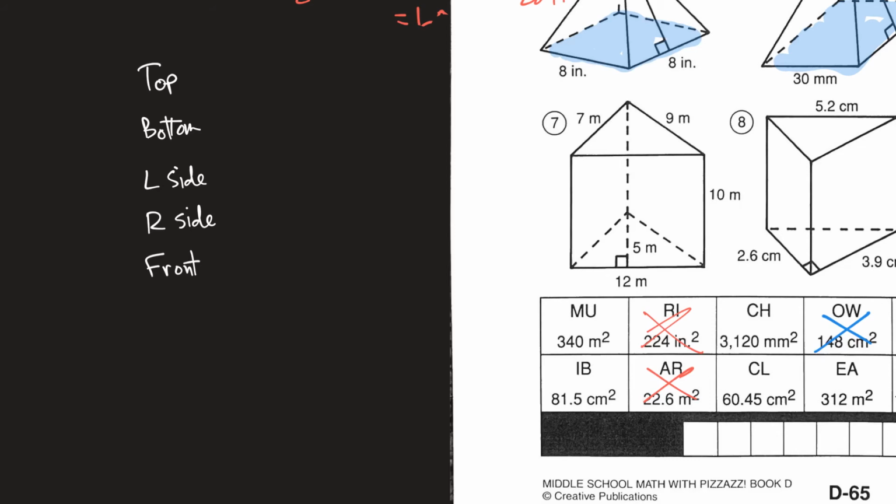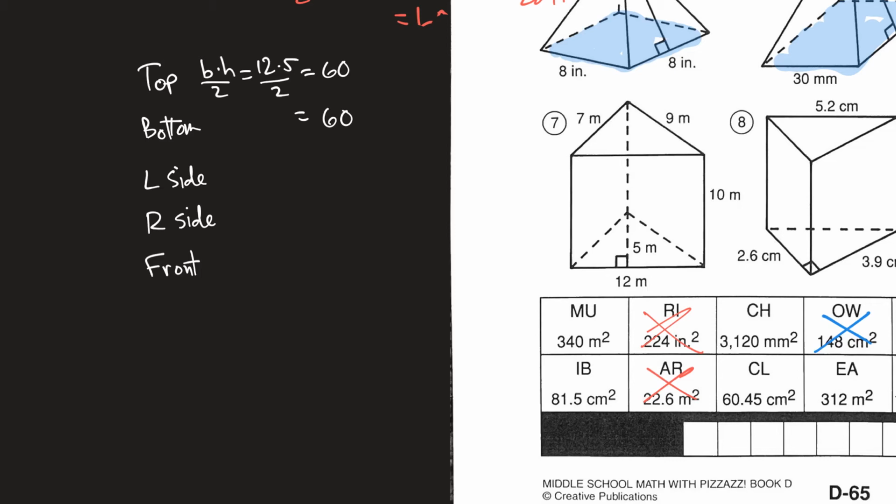So the top is this right here, the area of this triangle, which is base times height divided by 2. What is the base and height? Well, they show you on the other part of this triangle: base is 12 and height is 5. So it's 12 times 5 divided by 2, which I believe is 60. Top and bottom have the same area. They're both the same triangle, the same size and shape, so this is 60 as well.